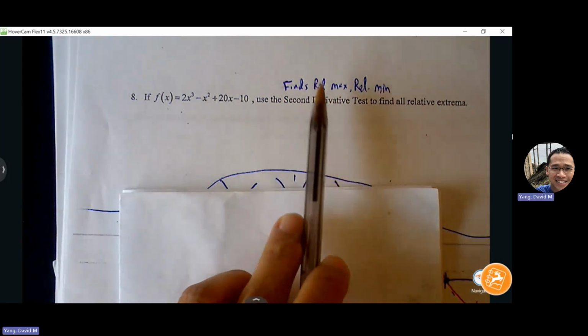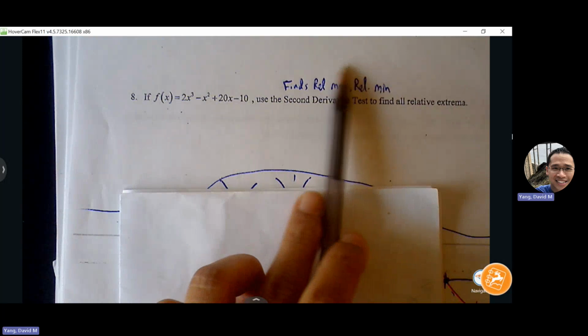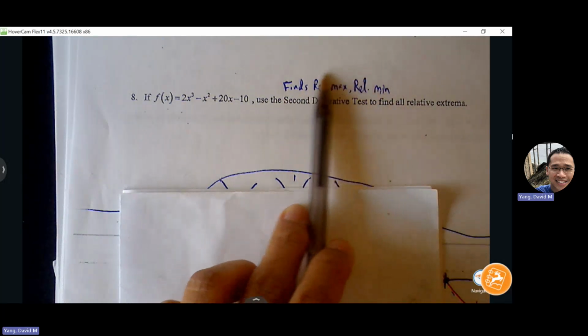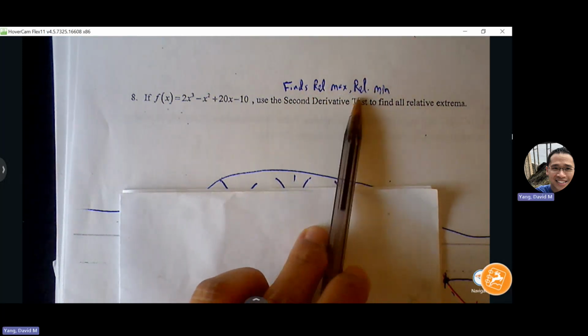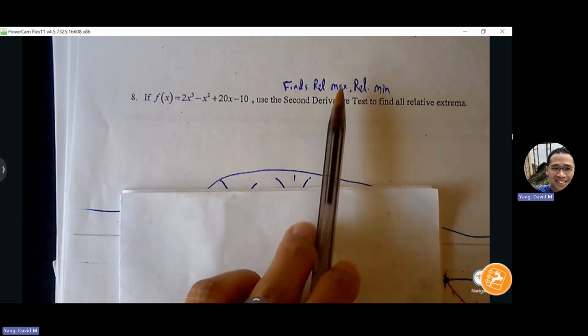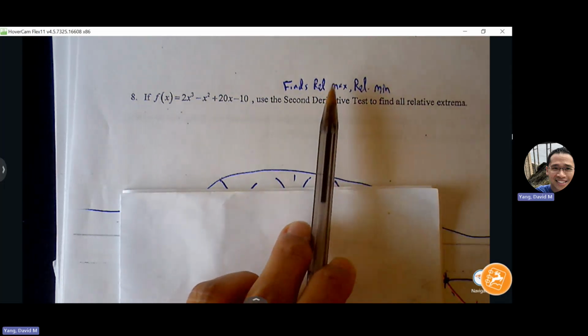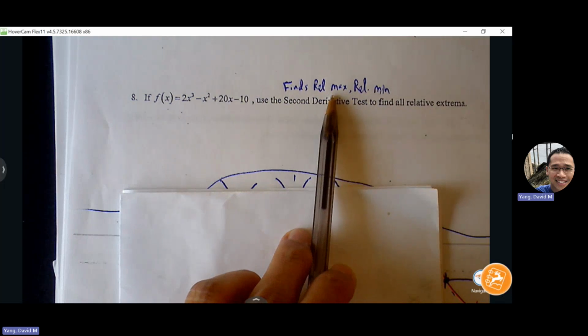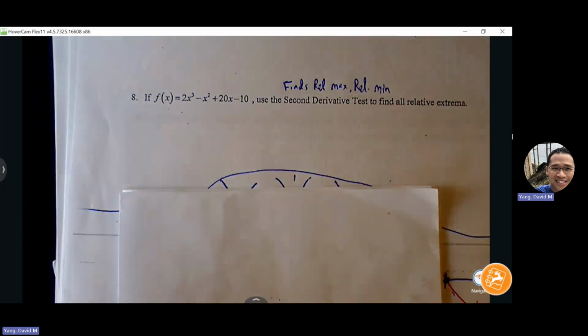So if you want to find relative max and relative min, that means you're going to find critical points from where? From the first derivative, from f prime. So we're going to start off the same way as the first derivative test. We're going to find f prime and set f prime equal to 0.